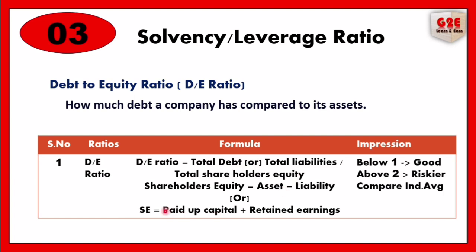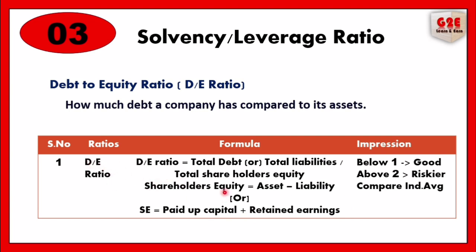Two formulas are available for calculating shareholders equity. One is total asset minus total liability. Here the word total is not available, but total shareholders equity is total asset minus liability. You consider all the assets, current as well as non-current, and likewise all liabilities, current as well as non-current, as the total liability. Suppose this information is not available in the balance sheet, you can use this formula: paid up capital plus retained earnings. Based on this, you can derive the figure of the debt equity ratio.